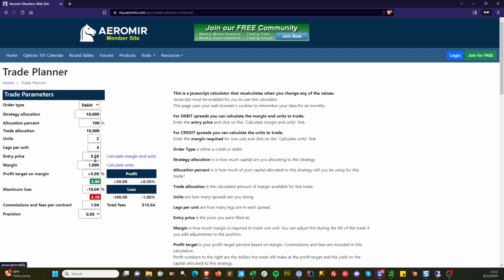We can calculate what the margin is. So that's going to be 550 times 100, so $550, and it's going to divide that into the margin available for this trade. So we do that, and it says, okay, you've got 17 of those you can do. 17 times 550 is 9,350. So you've got about $650 left over. And you can see it doesn't quite add up to 10,000.